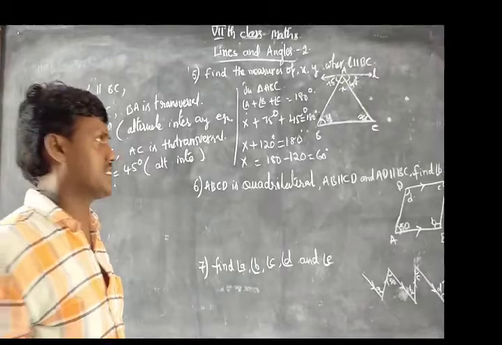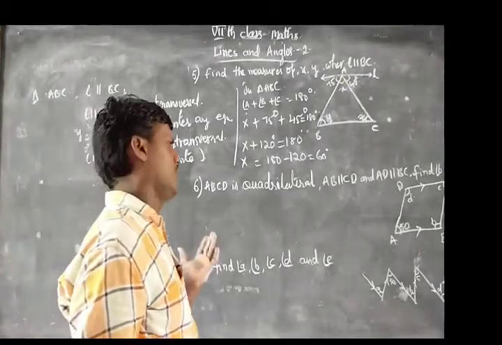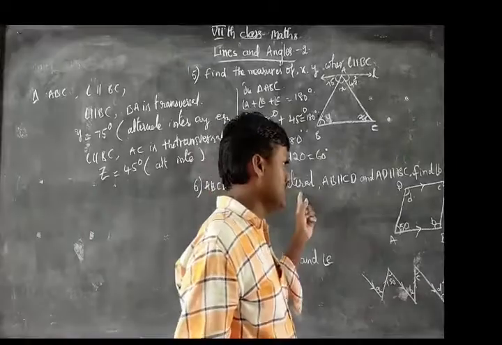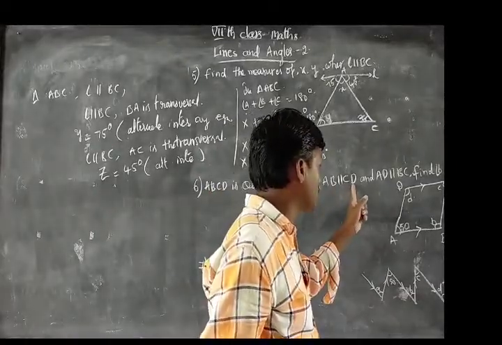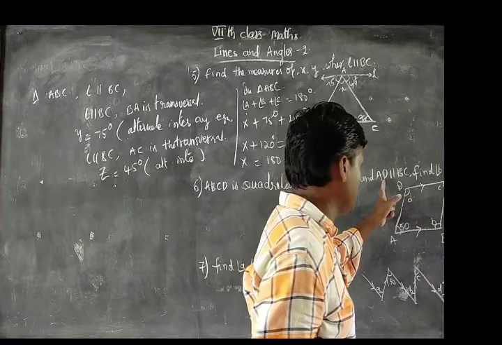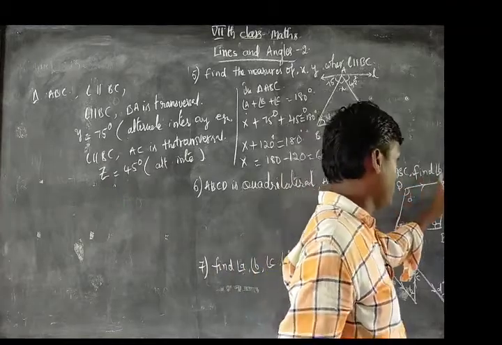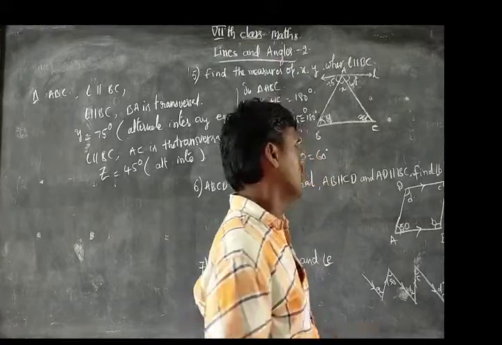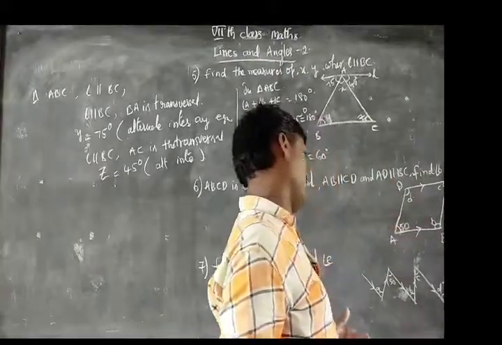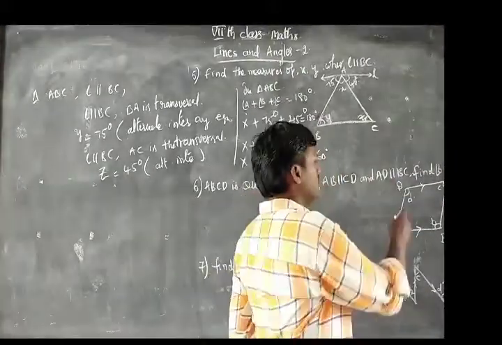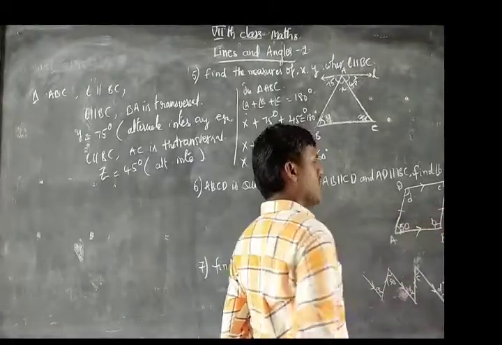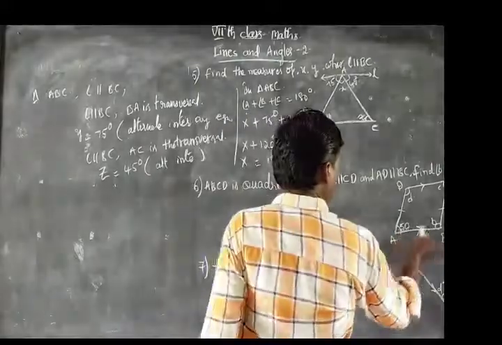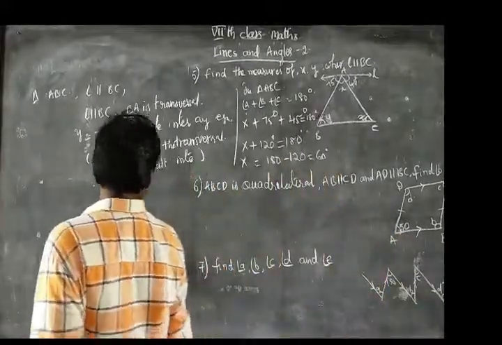Same process. Next we are going to see the same ABCD sum. ABCD is a quadrilateral, and AB is parallel to CD and AD is parallel to BC. Find the angles B, C, D. He said that these two are parallel, and as well as these two are parallel. He said that first we have to see the sum of two adjacent angles.